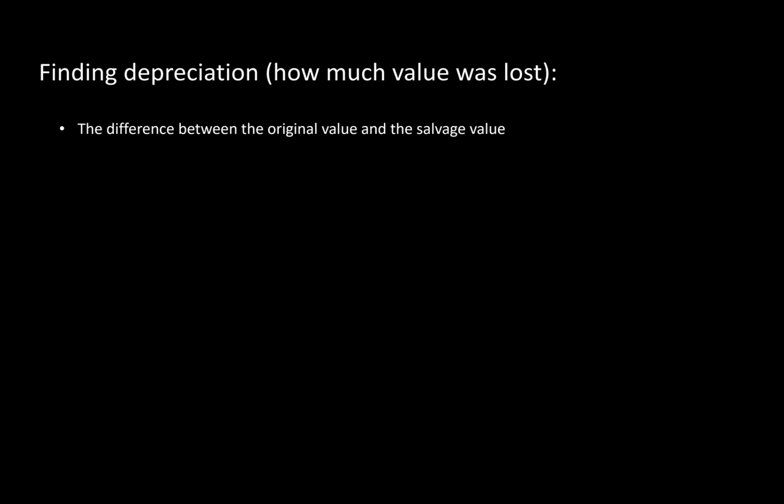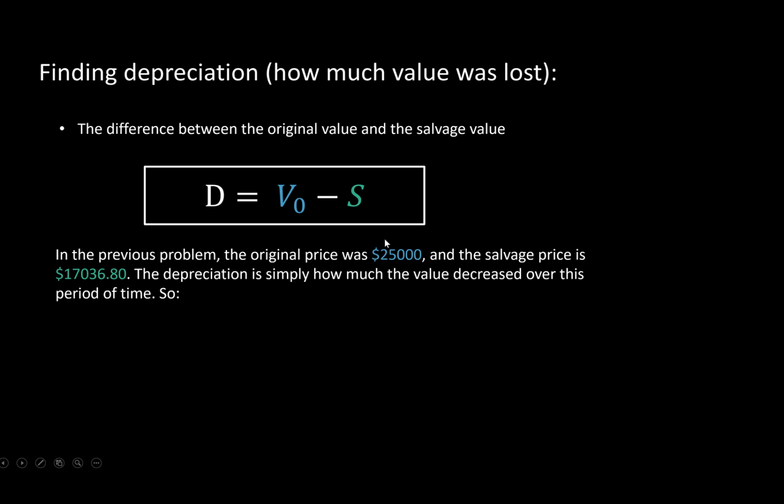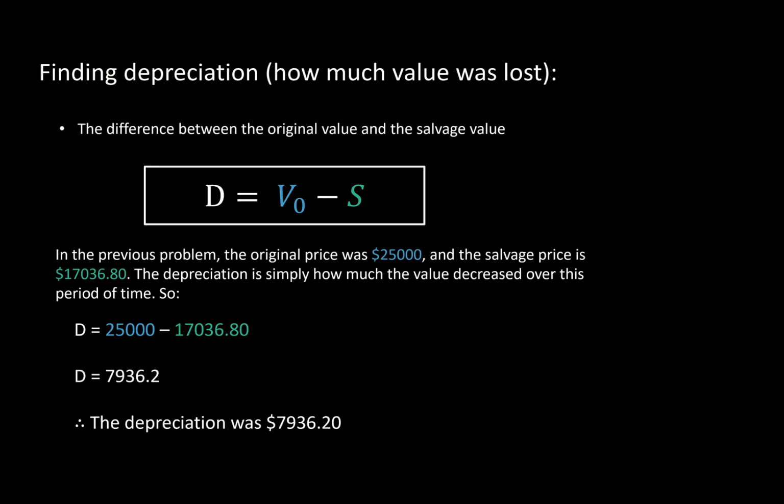Another kind of question that will be asked is finding the depreciation amount. So how much value was lost. This is simply the difference between the original value and the salvage value. If you want a formula for it, it's D equals V0 minus S. So the original value, take away the salvage value. In the previous problem, the original price was $25,000 and the salvage price is $17,036.80. The depreciation is simply how much the value decreased over this period of time. So D equals 25,000 minus our salvage value, which leaves us with D equals $7,963.20. So that's just the actual amount that it went down by.